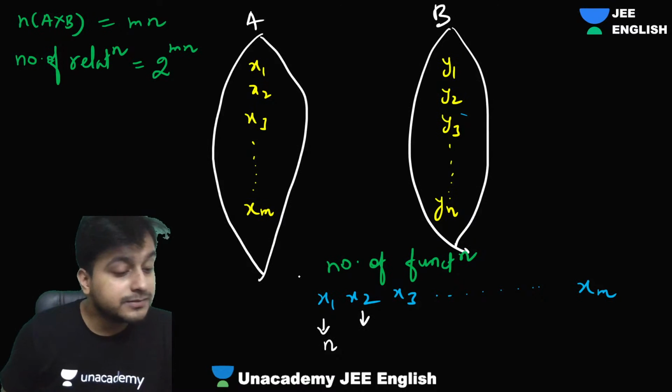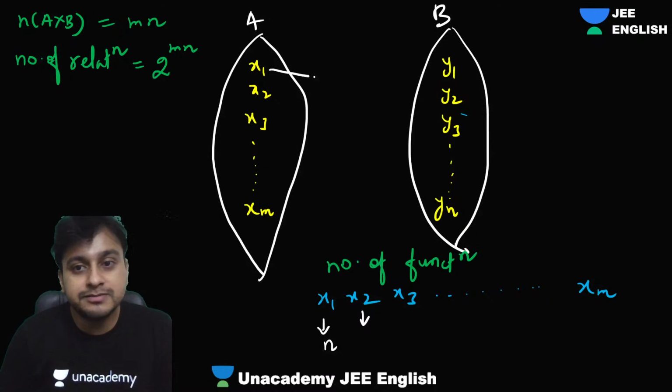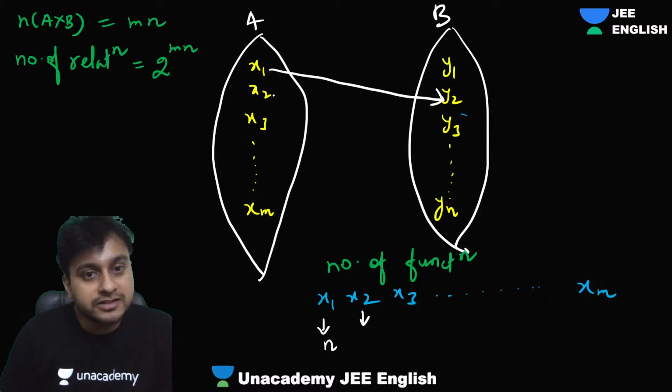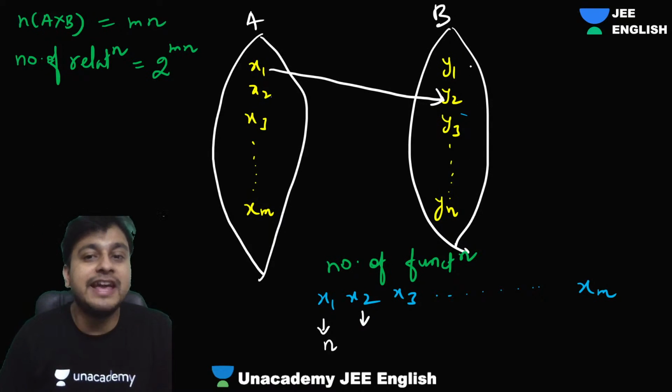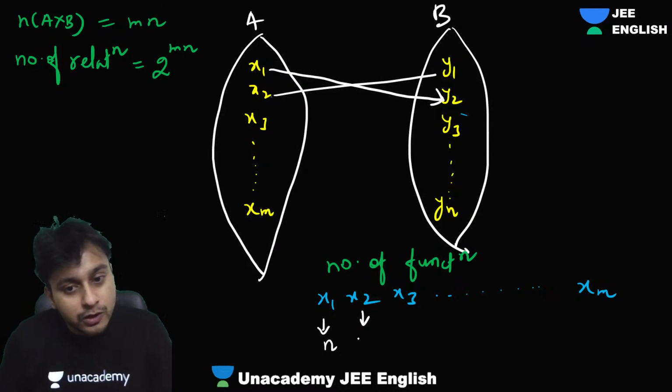X2 has what? Don't say n minus 1, please. Because if X1 is mapped with, let's suppose, Y2, can't X2 also map with Y2? Yes, it can map with anyone it wants to. It can map with Y1, Y2, Y3, anyone. So X2 also has n options.